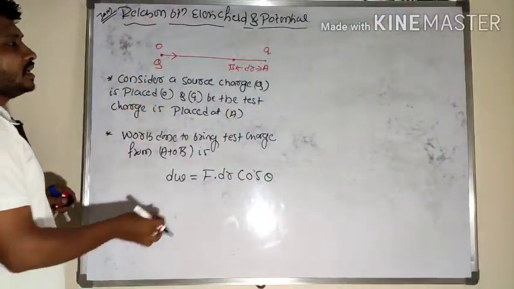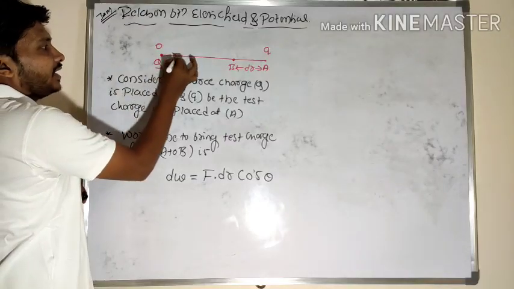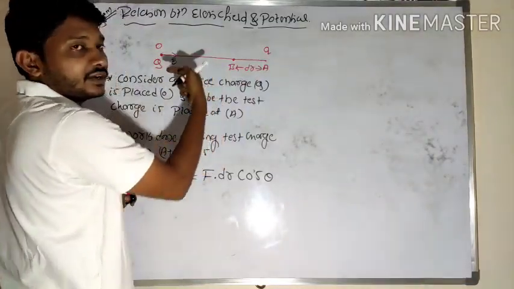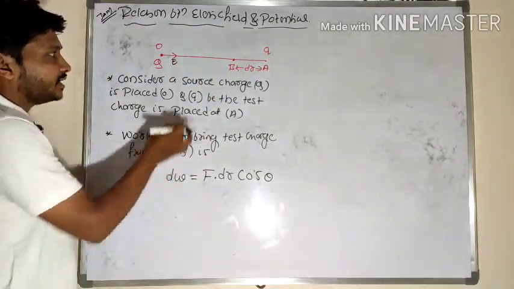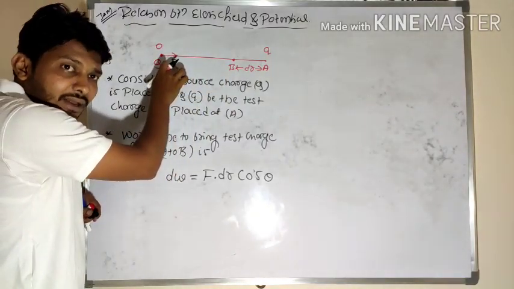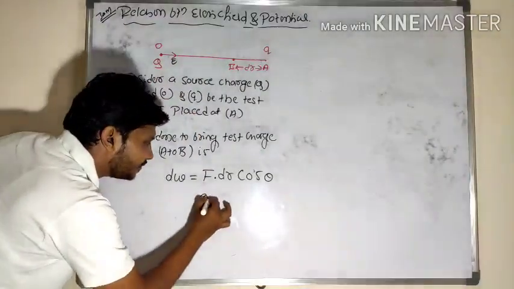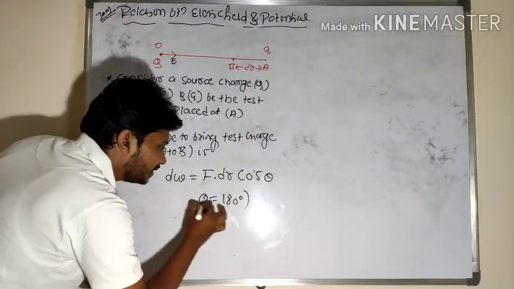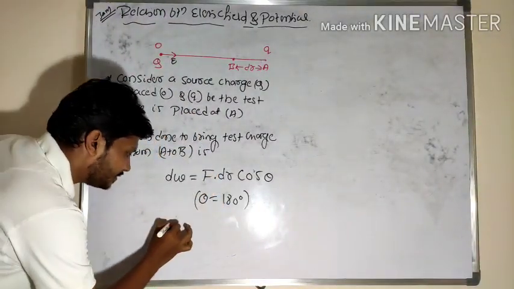What's the value here? This is the direction of electric field lines I said, and this is the direction of the motion of the test charge. So it is opposite to the direction of electric field, so that is anti-parallel. Shall I take that theta value as 180 degrees here? So theta value is 180 degrees.